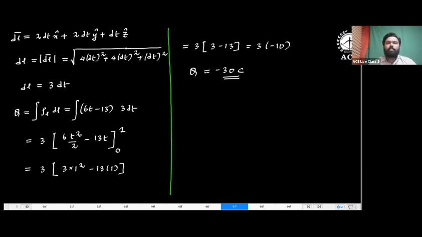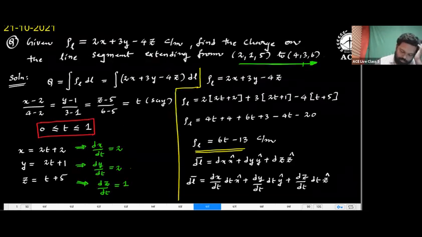Clear? We'll take one more question. How did we get the limit? Just substituting here. If I substitute the initial point 2, I'll get 0. If I substitute the final point, 4 minus 2 by 4 plus 2, 4 minus 2, it is 1.